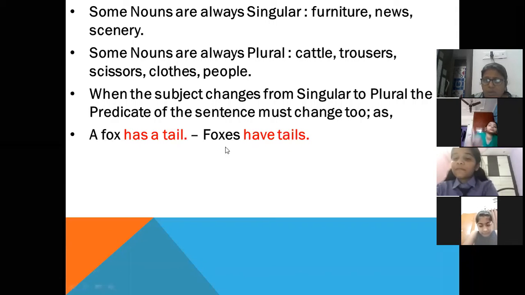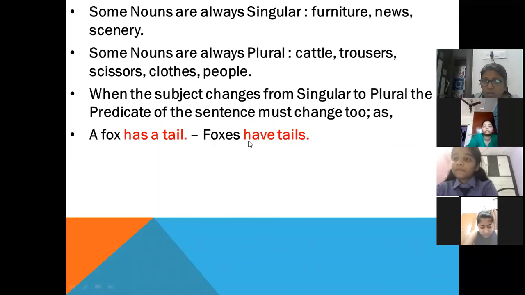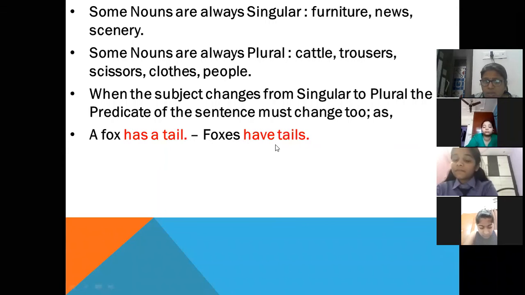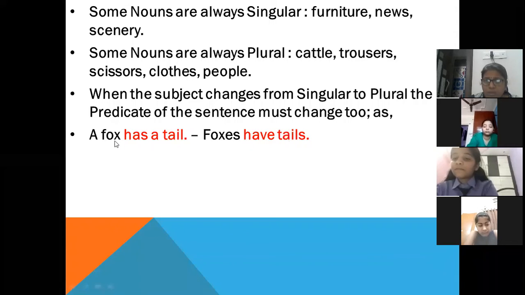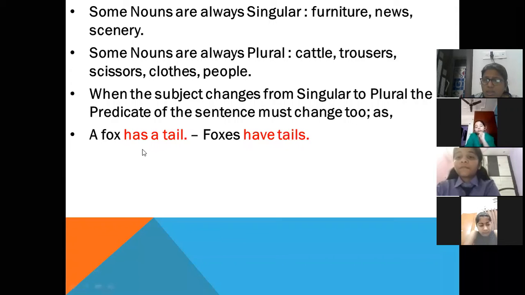it will become have because this is singular and this is plural, and a tail will become tails. So now your sentence is becoming foxes have tails. This is plural form. A fox has a tail. This is singular form. So that's all.